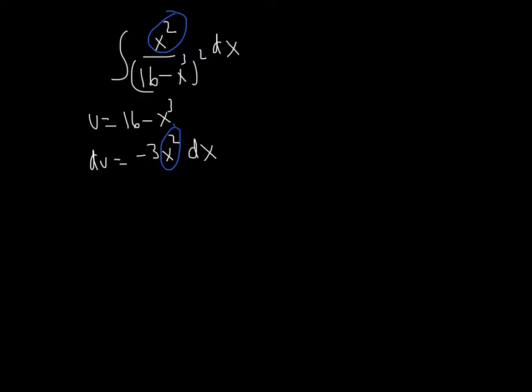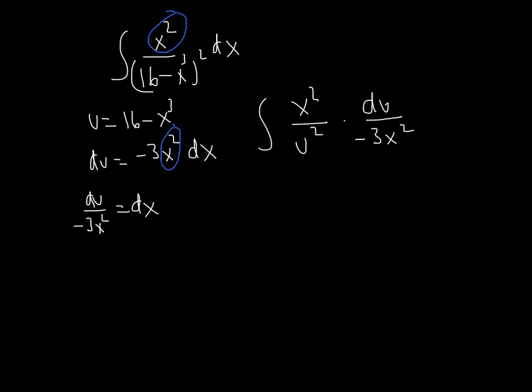and you'll see what to let u equal for each problem. So we're now going to divide by negative 3x squared, so du over negative 3x squared equals dx. Okay, so now we're going to go back and we're going to write everything in terms of u. So this is going to be the integral of x squared over u squared times dx, which is du over negative 3x squared. And once again, you see the x squareds cancel.